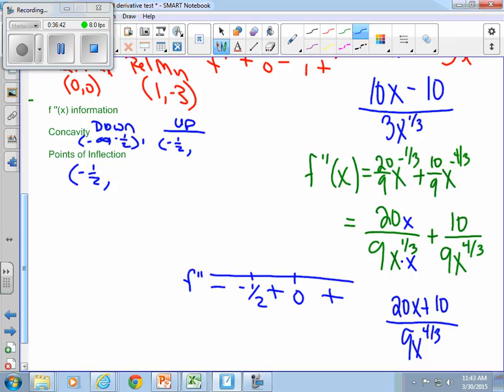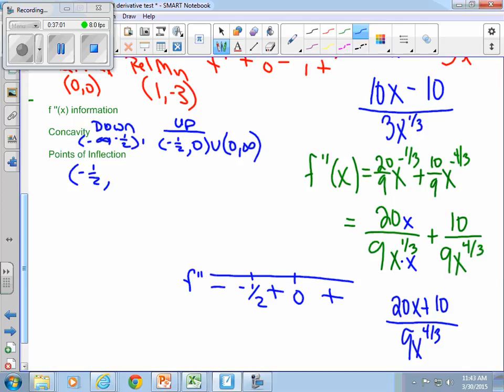Good. Two options for this. You can do negative 1/2 to 0 and 0 to infinity. The AP exam would also accept negative 1/2 to infinity. They would accept either answer on that concavity. So both of those are great.